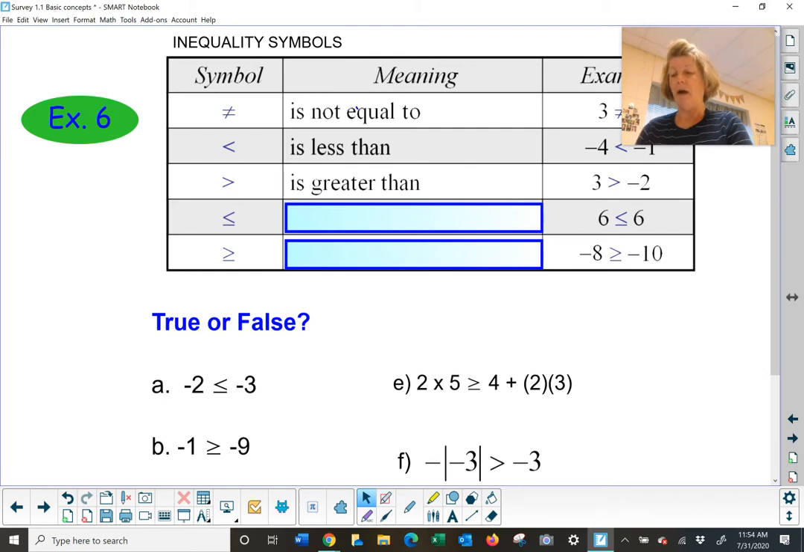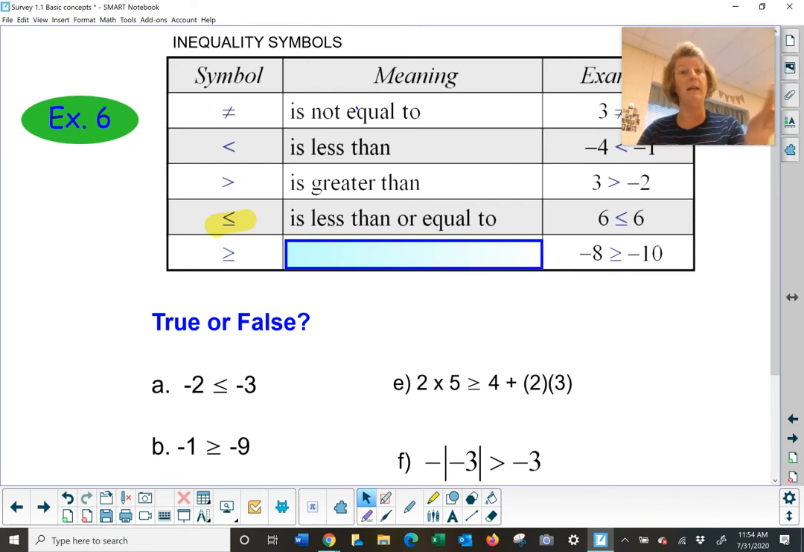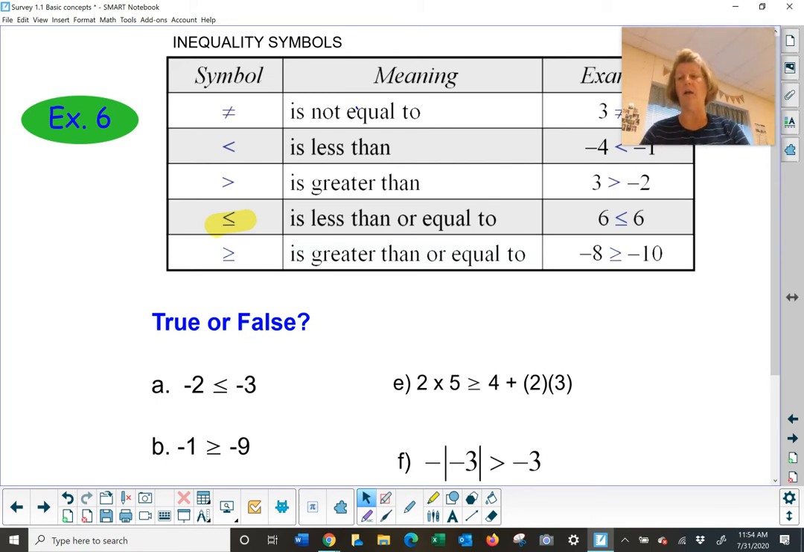When we add the bar underneath, that makes things a little bit different, doesn't it? Is less than or equal to. So the bar, which is part of the equal sign, now creates an equal to scenario. And then the last one is greater than or equal to. So 6 is less than or equal to 6 is true because we have an or situation, and since it has the equal, it is true. The last one, -8 is greater than or equal to -10. Because of being greater than, we would say this is true as well.